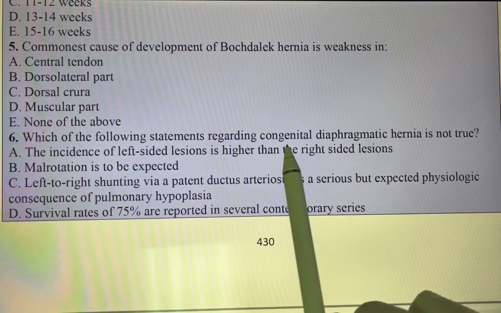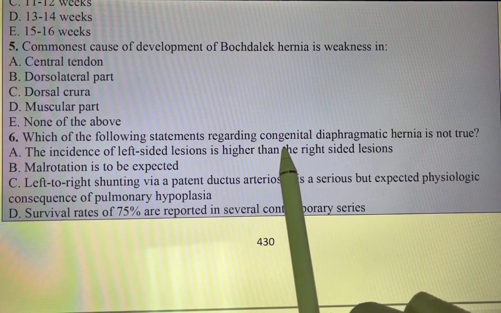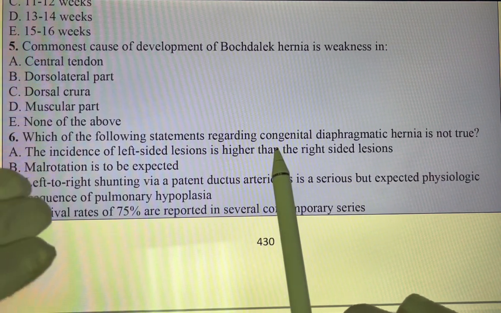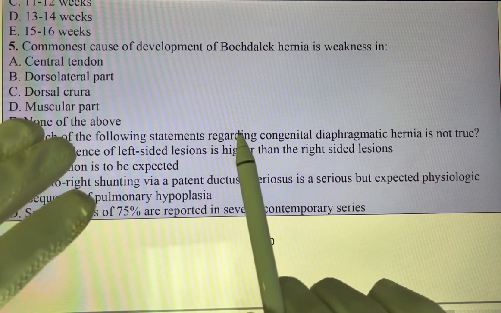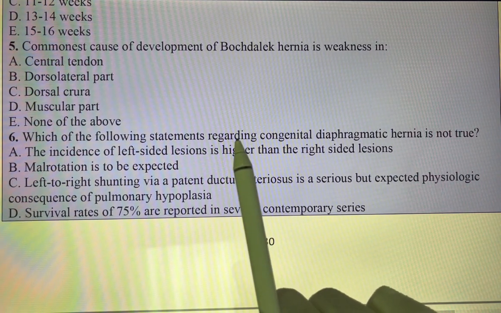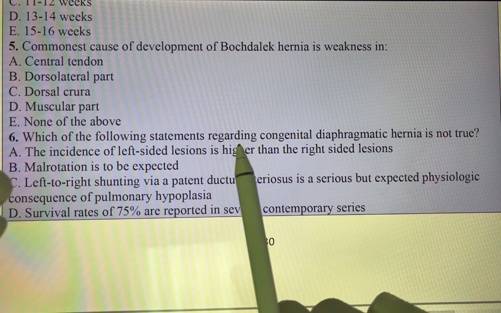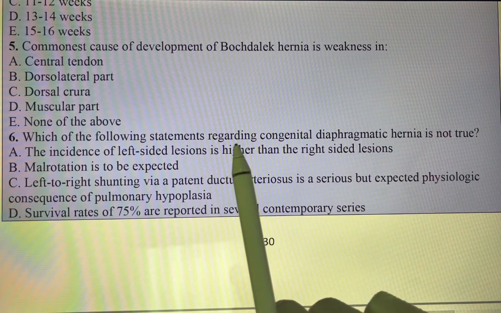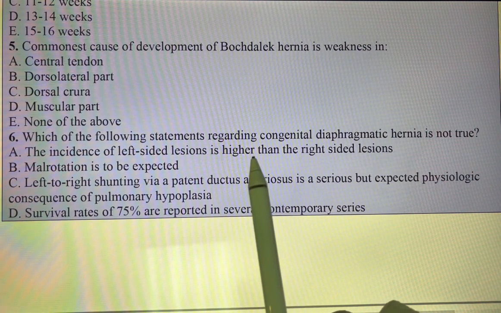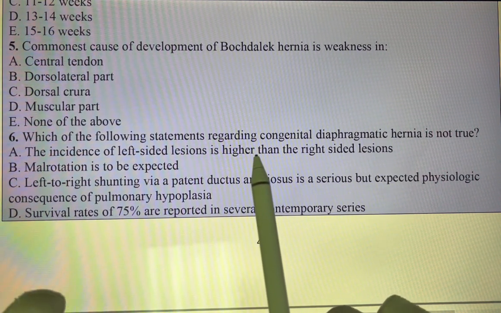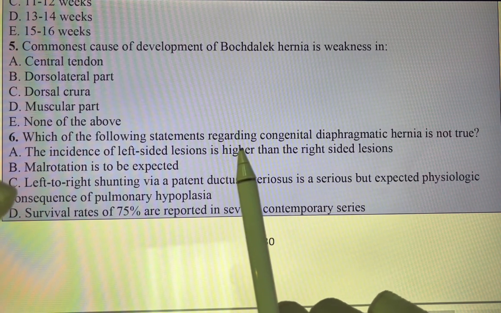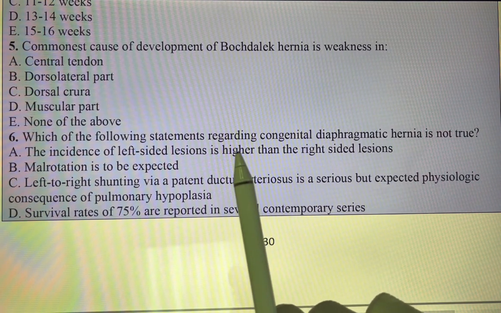Why? Because the diaphragm on the right side closes first and precedes the left side, and due to presence of the liver, it happens first, and it's less likely to fail in closure than the left side. So comparatively, the left is more common to be open than the right, because the right precedes the left.